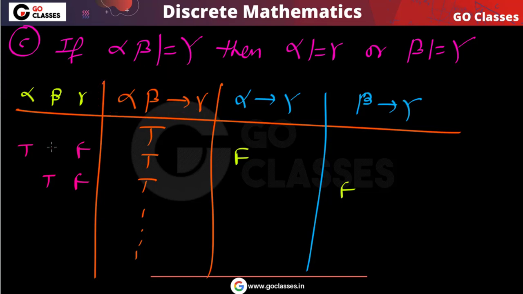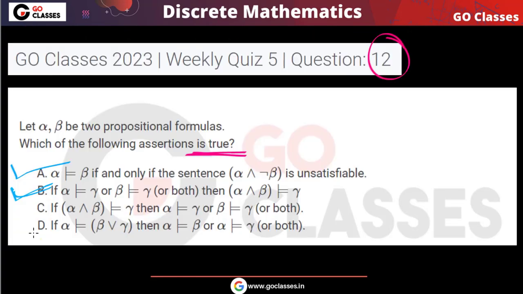So here you can take beta as false. If you take beta as false, then there is no problem. Just take beta as false. Now definitely this will be true. And similarly here you can take alpha as false. Okay, so what we have done, this is a tautology, but you can notice neither this is true nor this is true. So I can say that option C is false. Okay, so option C is not correct.